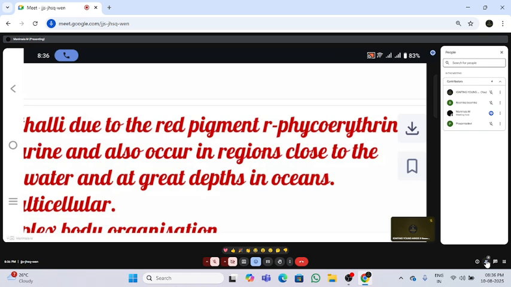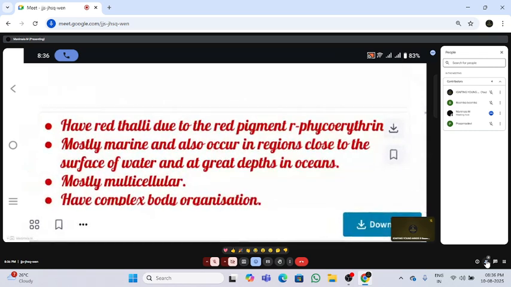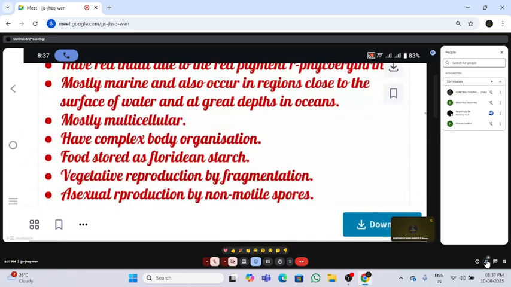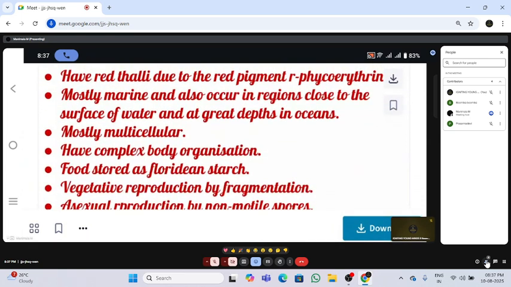Okay, where can this algae predominantly live? In the marine. Where is red algae mostly found? Red algae mainly grows in marine water. Okay? It also occurs close to the surface of water and at great depths in the oceans. The algae found very deep in the oceans are members of Rhodophyceae only. Majorly the plant body is a multicellular form. In Rhodophyceae, the plant body is what? Multicellular form.